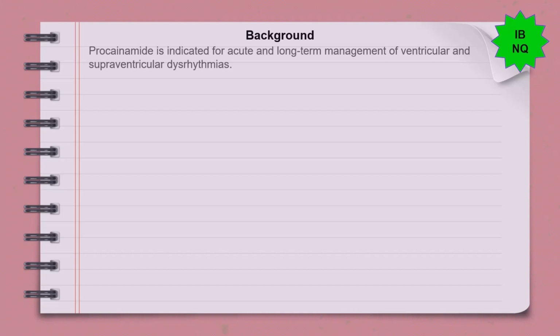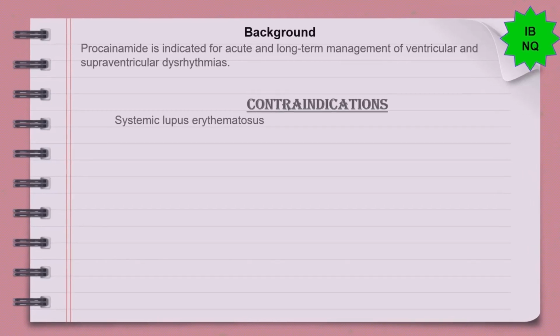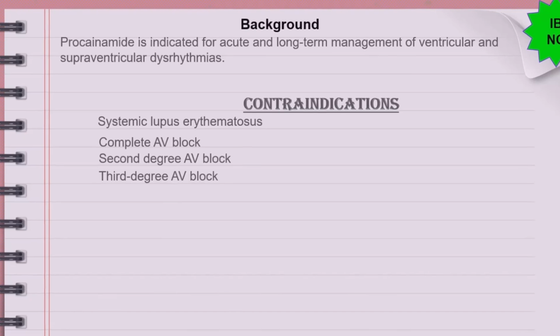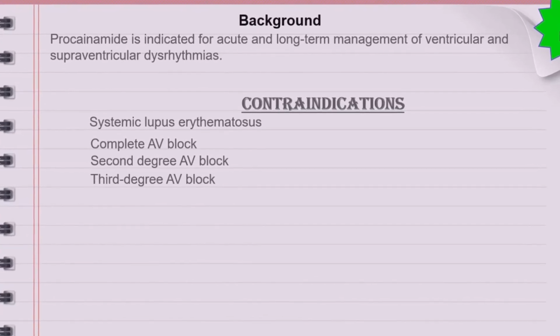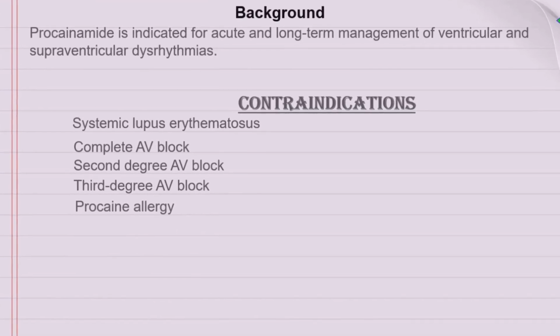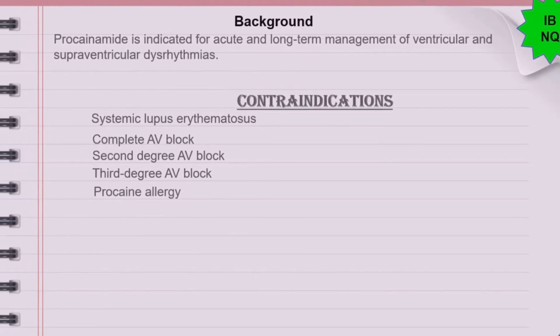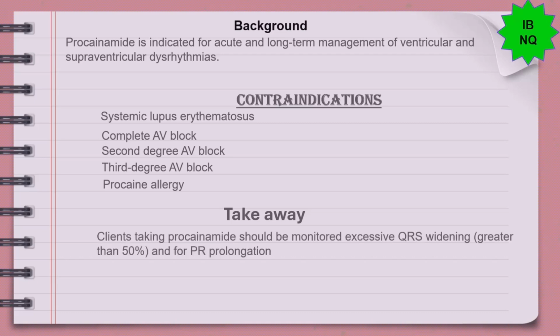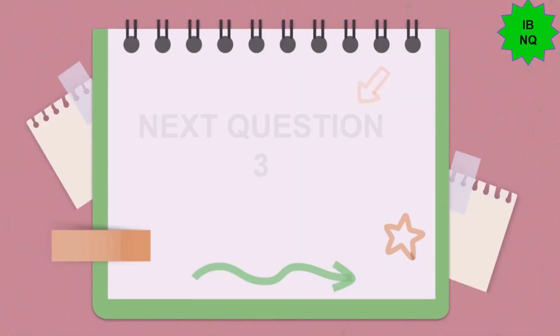Procainamide is contraindicated for clients with systemic lupus erythematosus (SLE), complete AV block, second-degree or third-degree AV block in the absence of an electronic pacemaker, and clients with a history of procaine allergy. Caution should be used in clients with hepatic or renal dysfunction. Takeaway. Clients taking procainamide should be monitored for excessive QRS widening greater than 50% and for PR prolongation. Great. Let's proceed to the next question.